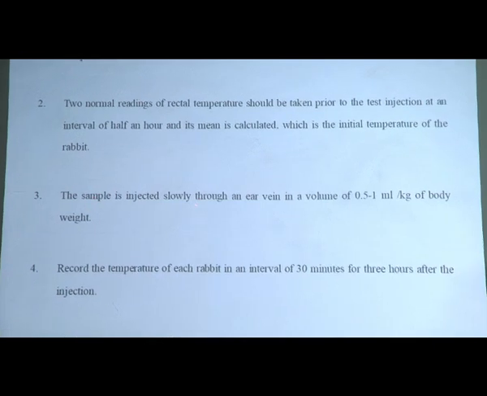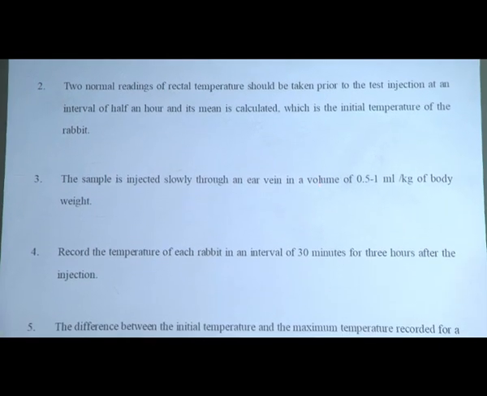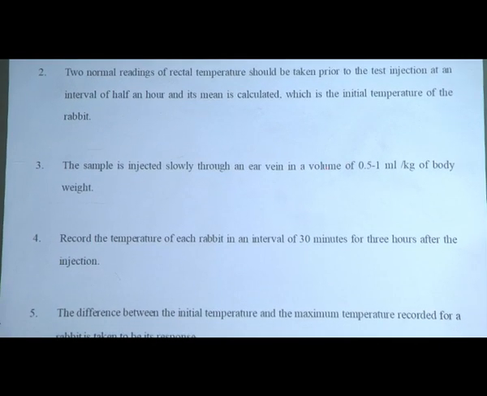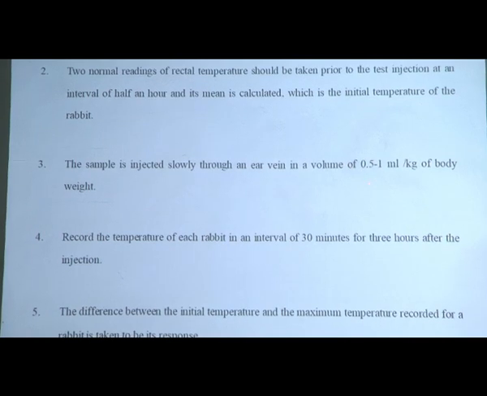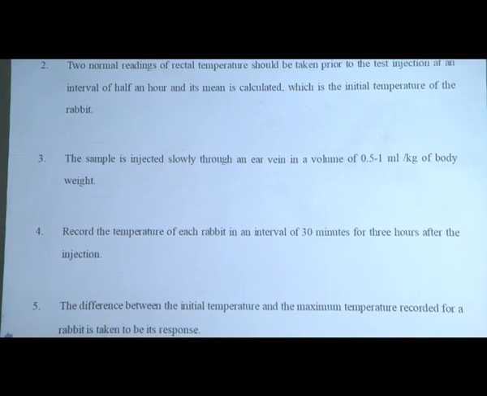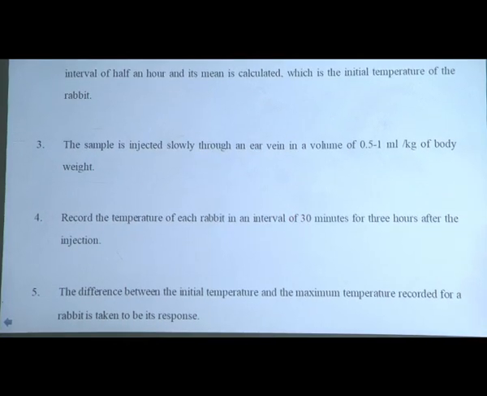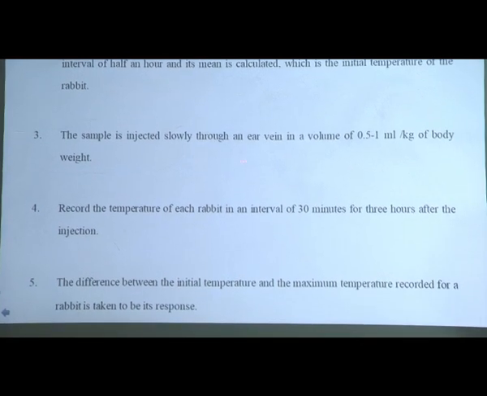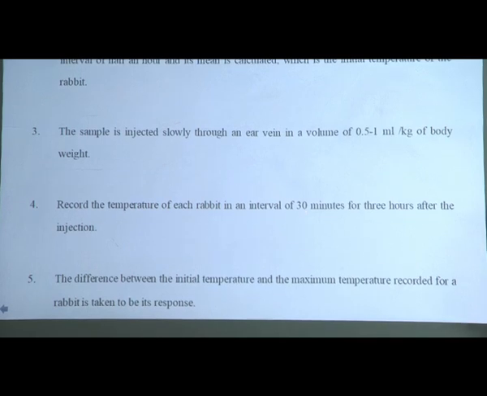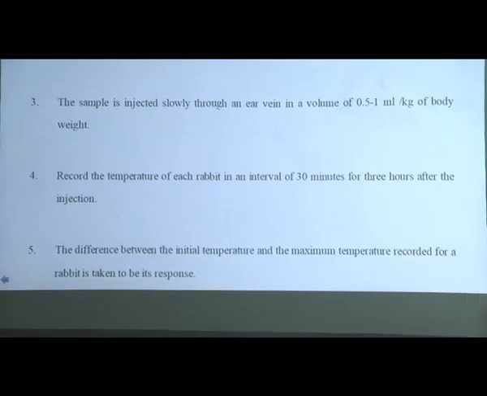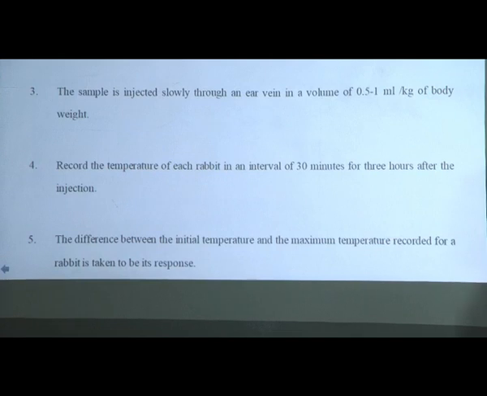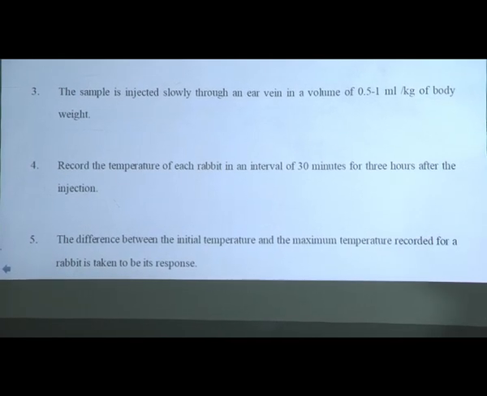The sample is injected slowly through the ear vein of the rabbit at a volume of 0.5 to 1 ml per kg of body weight. Then record the temperature of each rabbit at an interval of 30 minutes for 3 hours, which means we have to take 6 readings of body temperature at every 30 minutes. The difference between the initial temperature and the maximum temperature shows the response.